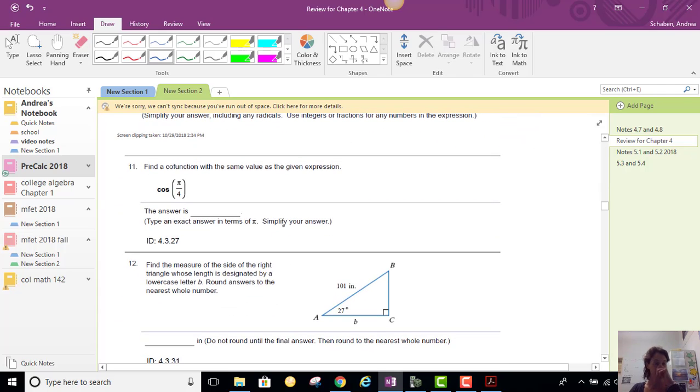Okay, cofunctions, remember, are just 90 minus x, or its equivalent in radians, pi over 2 minus x. So the cofunction of cosine, first of all, is sine. And it would be pi over 2 minus pi over 4. So common denominator.